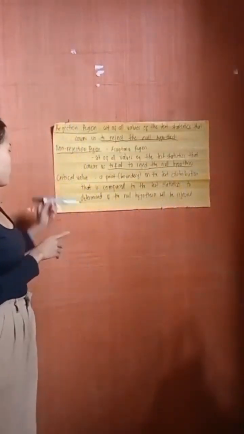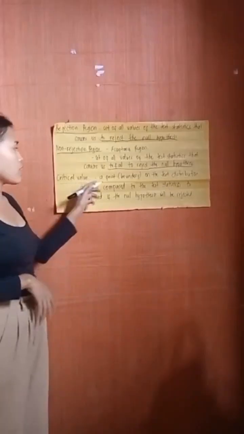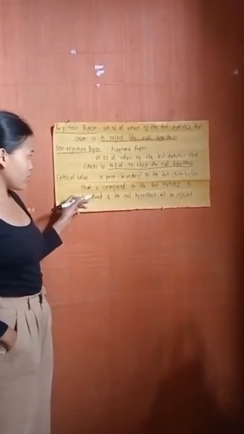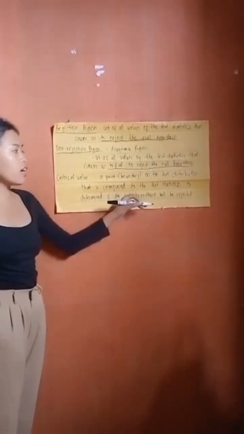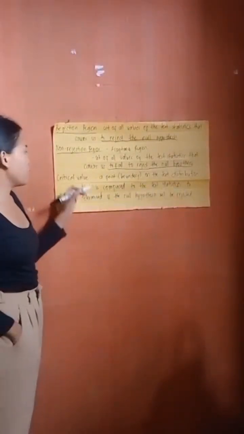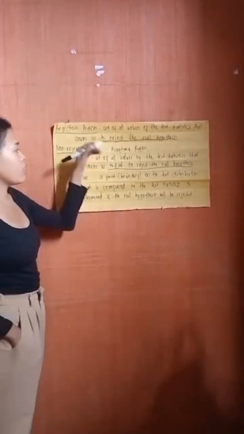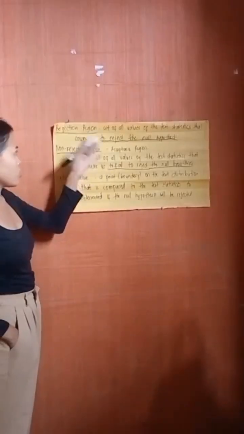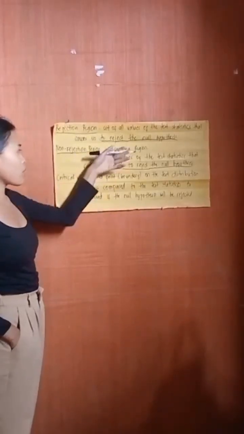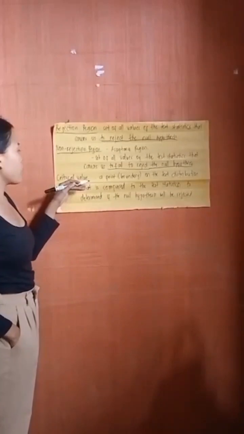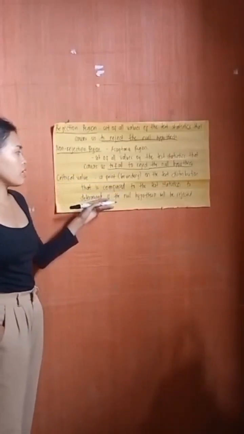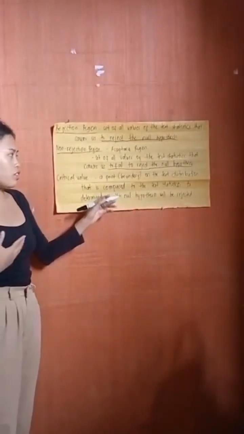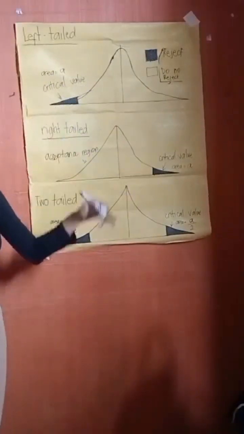Now we also have the critical value, or it is a point or boundary on the test distribution that is compared to the test statistic to determine if the null hypothesis will be rejected. So later in a normal curve, I will show you which part is the rejection region, non-rejection region, or our acceptance region, and where our critical value is that we will use to determine if the null hypothesis will be rejected or not. So I have here a graph or normal curve.